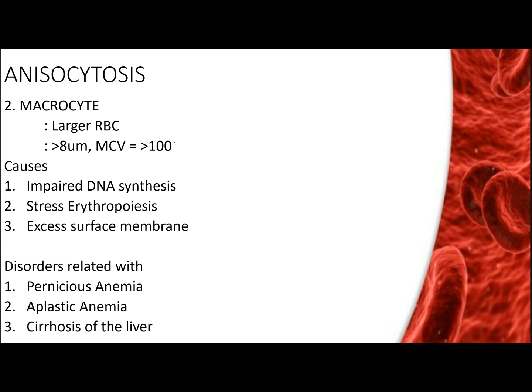Okay. Now, the second type of anisocyte class is your macrocyte. When you say macrocyte, they are a larger RBC, greater than 8 micrometer in diameter. MCV is greater than 100 femtoliters. Causes are impaired DNA synthesis, stress erythropoiesis, excess surface membrane. And they are related with pernicious anemia, aplastic anemia, and cirrhosis of the liver. Please copy.